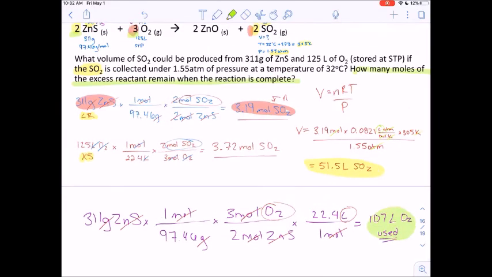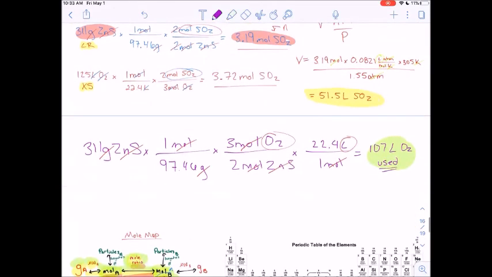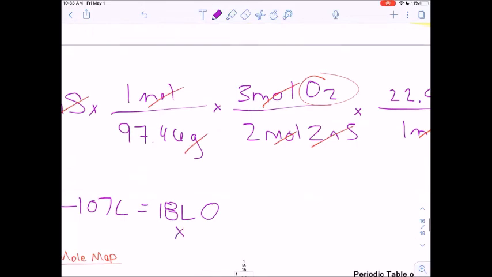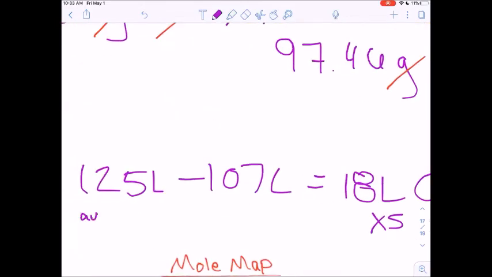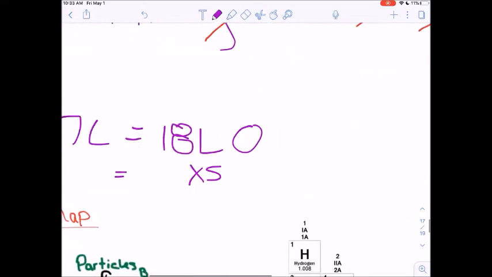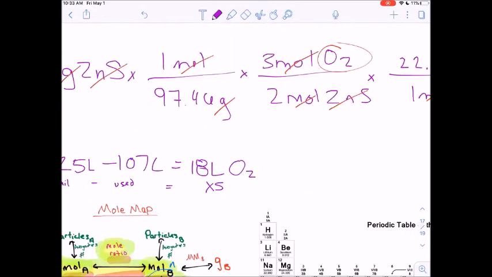So I'm using 107 liters if I'm starting with 311 grams of zinc sulfide. But available to me, the problem tells me I had 125 liters of O2 available. So if I started with 125 liters and I used 107 of those, I subtract to find the difference between them, and I end up with 18 liters of O2 that's actually my excess. So when you're doing this, you always want to do available minus used equals the excess amount. So I'll have 18 liters of oxygen left over when all is said and done.